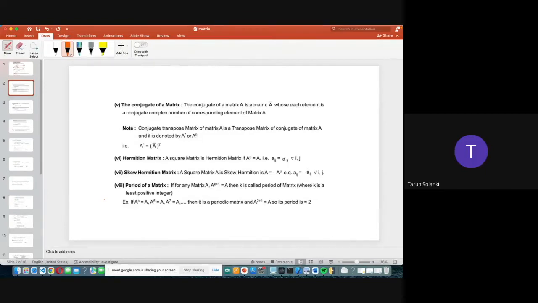Next, the fifth one, the conjugate of a matrix. The conjugate of a matrix is a matrix whose each element is the complex conjugate of the corresponding element of the matrix A. Meaning, the conjugate transpose of matrix A is the transpose of the conjugate of matrix A, and it's denoted by A star or A naught. So A star is equal to A bar transpose. This you need to remember.